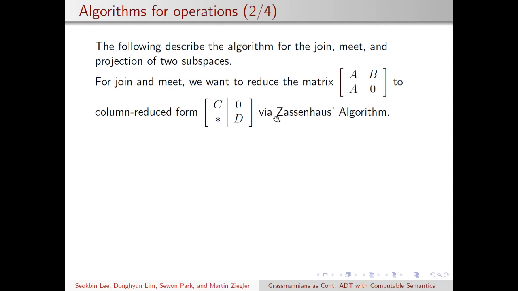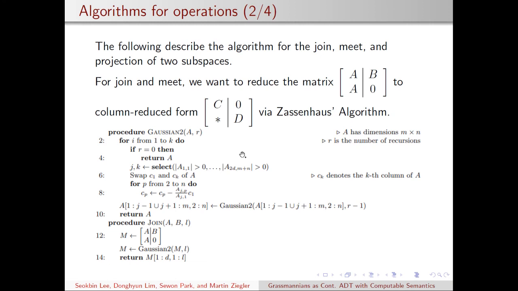This will be applying Zassenhaus's algorithm, which works as follows. If we have two spaces A and B, we make this big matrix, consisting of 4 block matrices. We reduce it to this, where the top right is a 0 matrix. If we do that, then C will be the join of the 2 matrices, and D will be the meet of the 2 matrices. This requires a bit of a different Gaussian elimination operation, but the idea is the same.